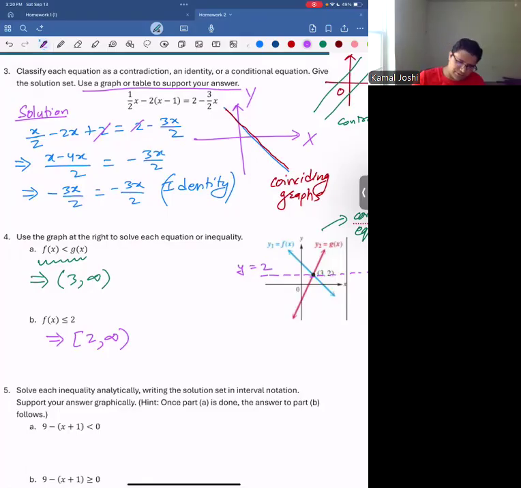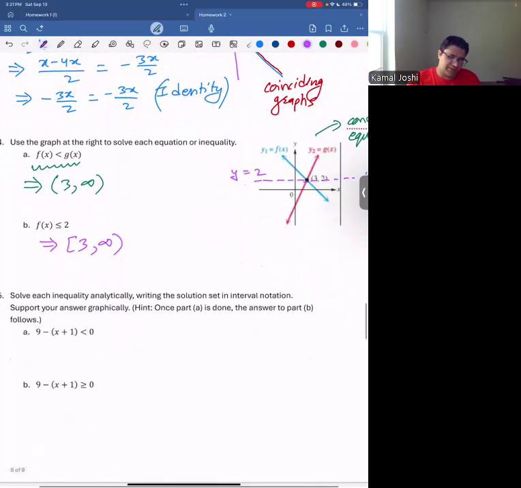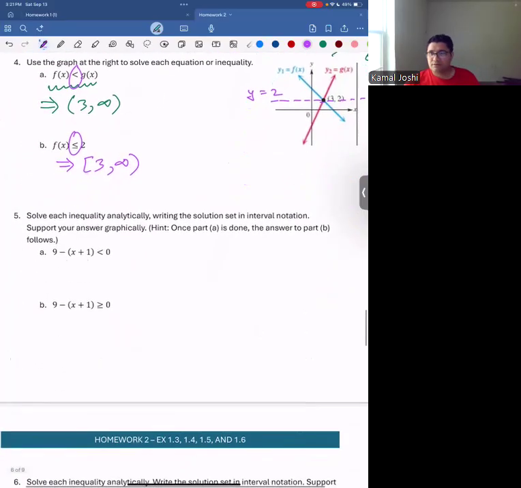Oh, sorry, 3 to infinity. We're solving for the value of x, not y. Okay, from 3 to infinity, f of x is equal or less than 2. Notice the open bracket and close bracket in the two answers, right? And they relate there because of the type of inequality involved.